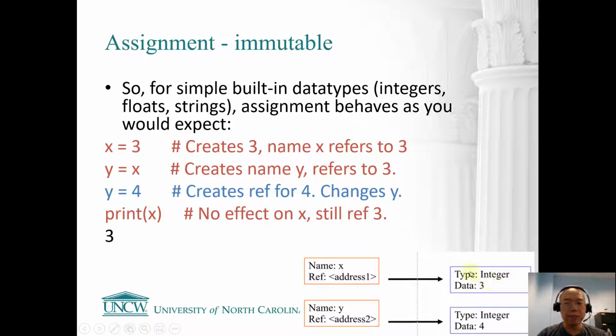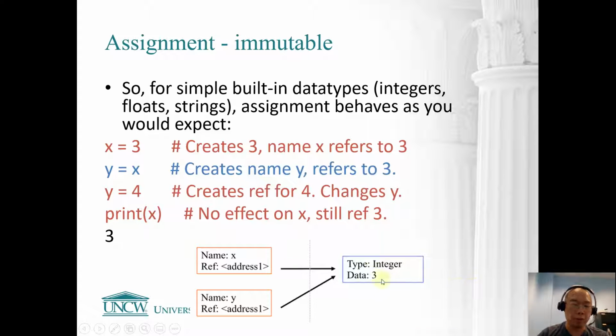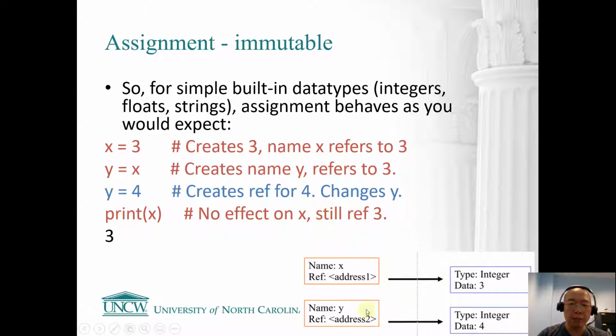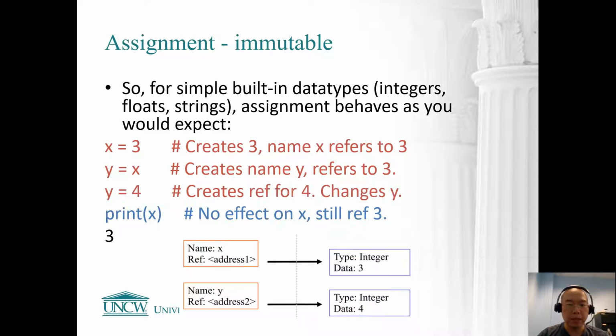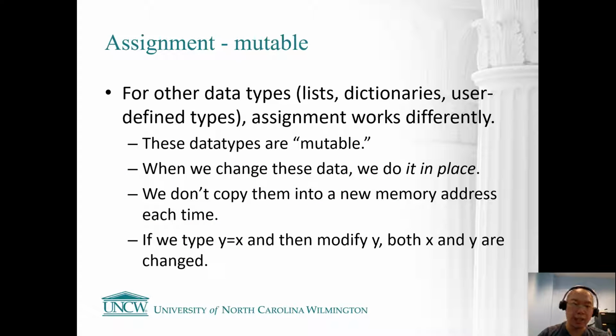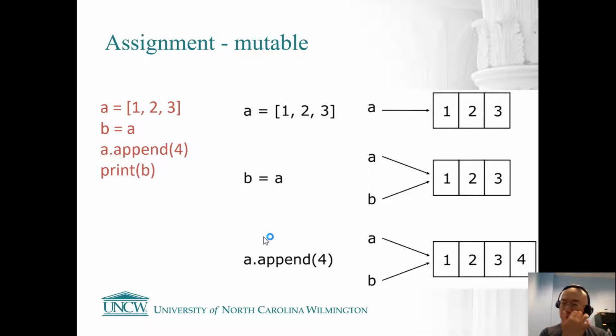This is just one example. Even though we started with x and y referring to the same object, when you change y, you give y a new value. You change y, but you don't change the value of x. So that is for immutable data types. Now let's see another one. Remember, lists are mutable data types. When we say they are mutable, it means changes can happen in place.